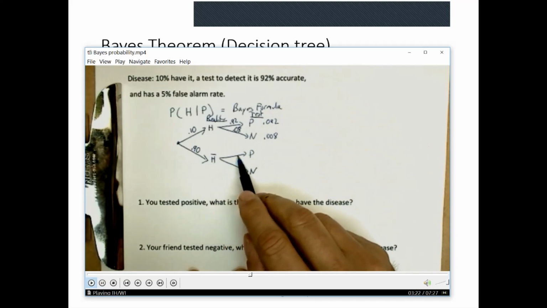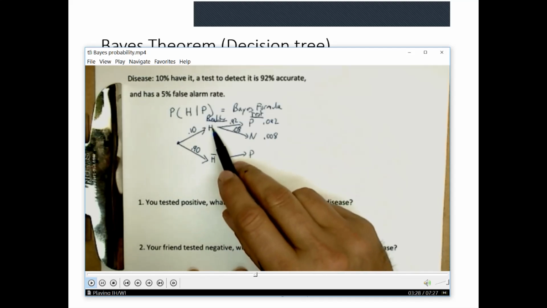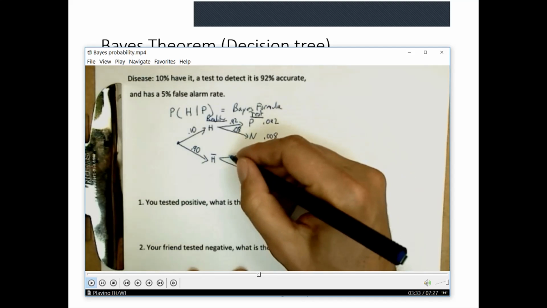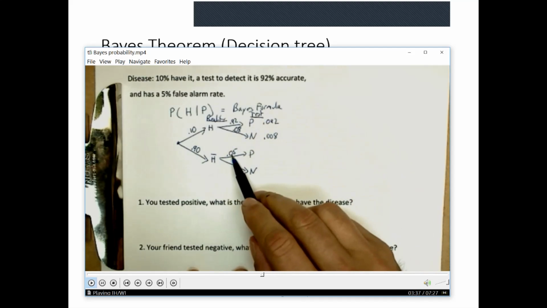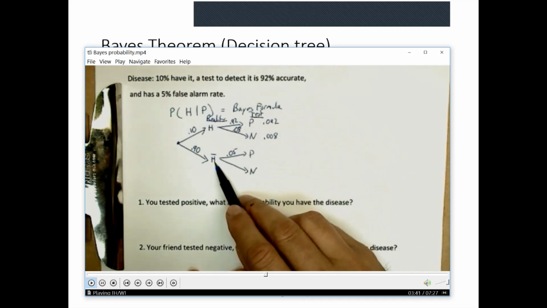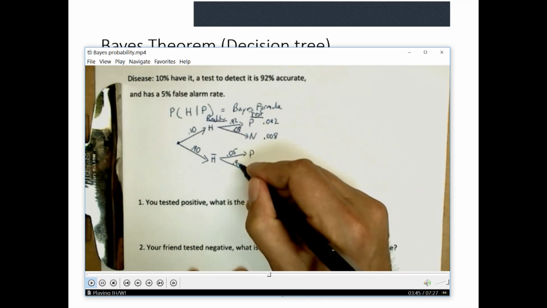Now here you don't have the disease. How often are you going to test positive if you do not have the disease? The bar over, remember, is not. So not having the disease is what we have here, the opposite of having it. If we don't have the disease, we're going to test positive 5% of the time. 0.05 is a probability, because that's a false alarm. You've got a positive result when you didn't actually have the disease. That means you should test negative, obviously, 95% of the time.